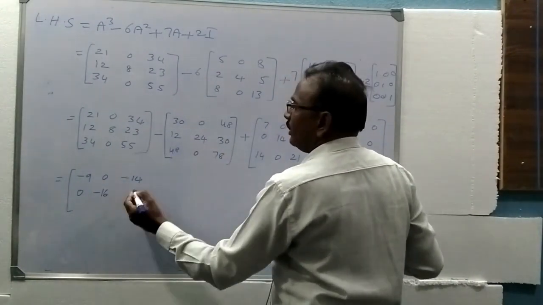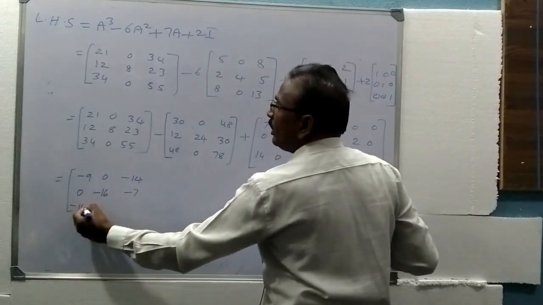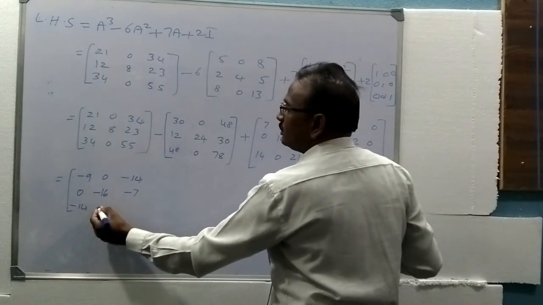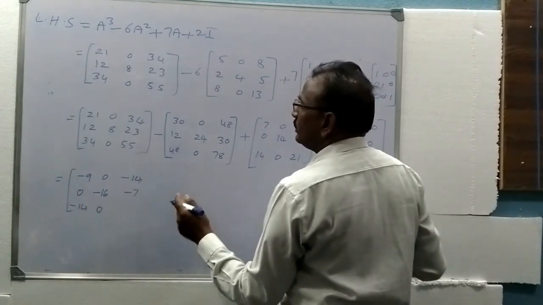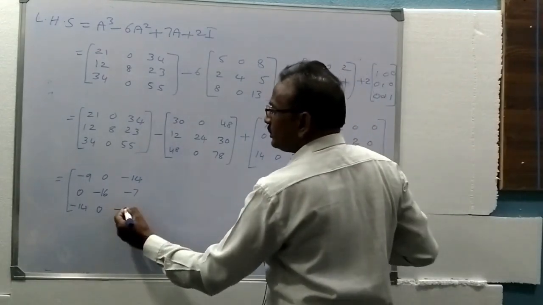23 minus 30, minus 7. 34 minus 48, that is minus 14. 0 minus 0 is 0. 55 minus 78, so 78 minus 55, that is 23. So minus 23.